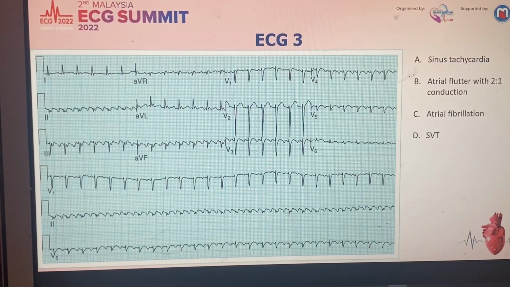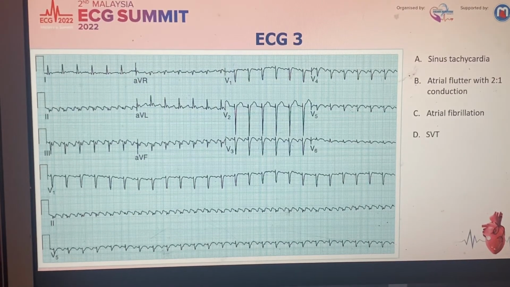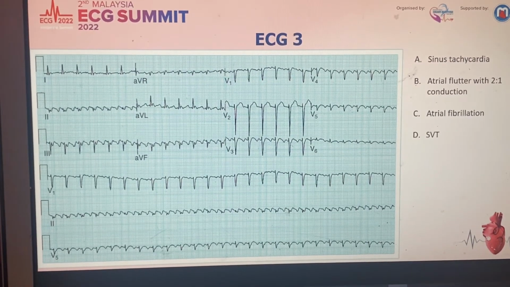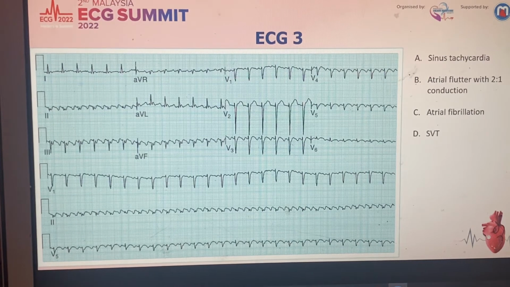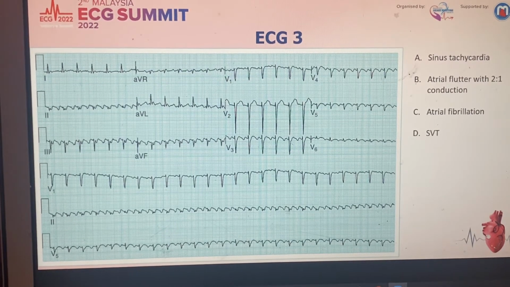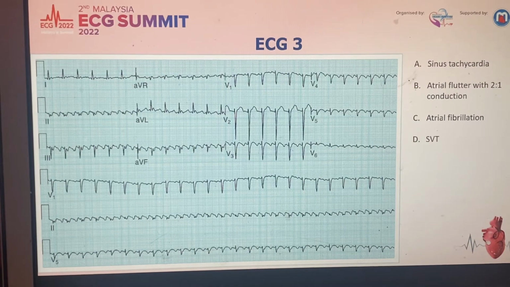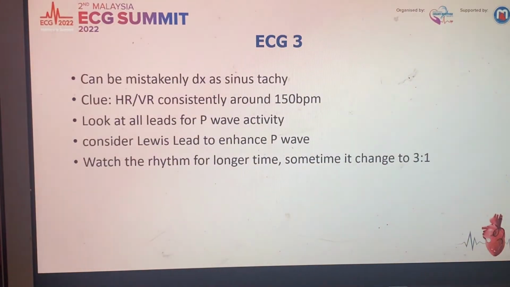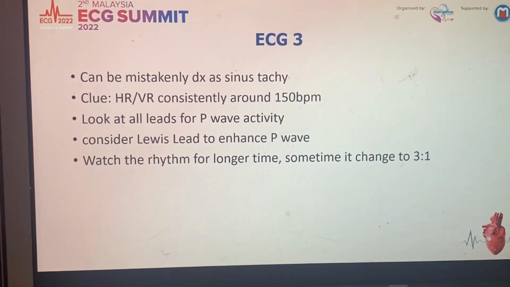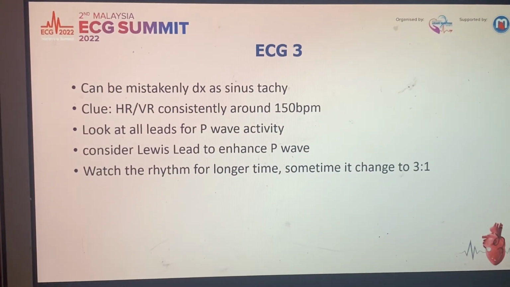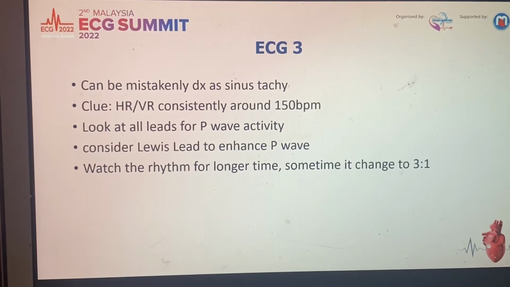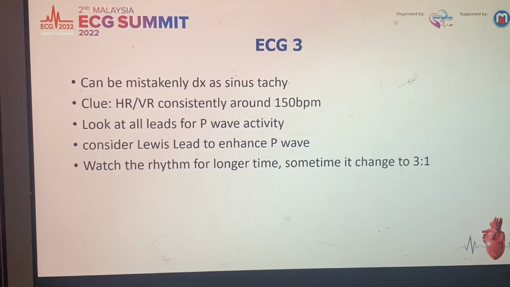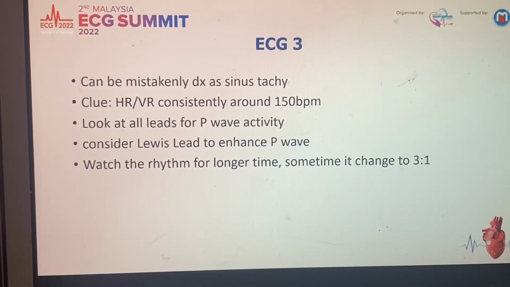And it is regular. Very clear-cut P wave here, so definitely it's not atrial fibrillation. SVT is one of the differentials actually, because it's narrow complex QRS. But what are the important clues which you always need to remember? How can we find a clue to the diagnosis of atrial flutter 2-to-1? It's quite common actually. It can be mistakenly diagnosed as sinus tachy.